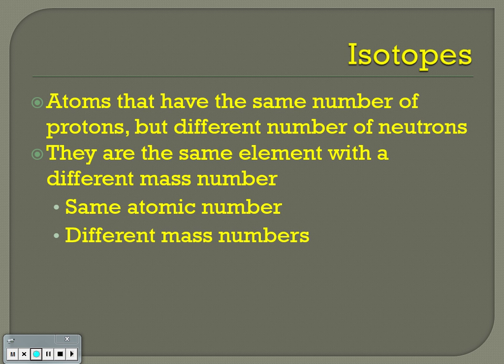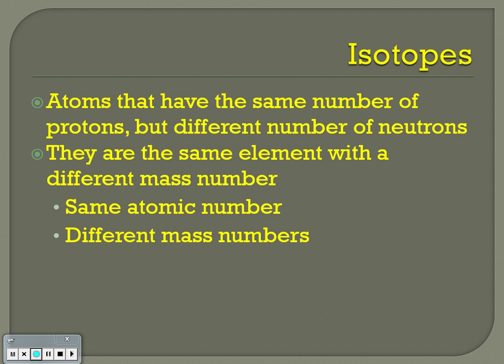One of the points of Dalton's atomic theory was that all atoms of the same element are identical. Not true. We find that there are certain atoms out there that have the same number of protons but a different number of neutrons. They're still the same atom, they're still the same element because they have the same atomic number, but they are not exactly the same. Okay? So, parts of Dalton's atomic theory are true, some are not.